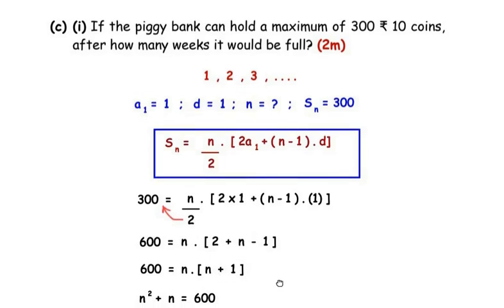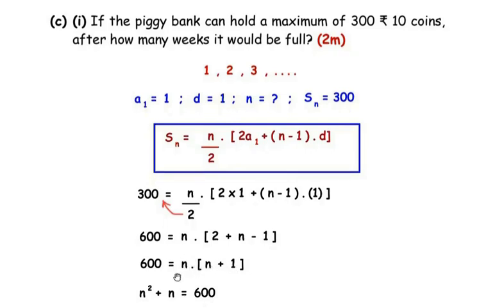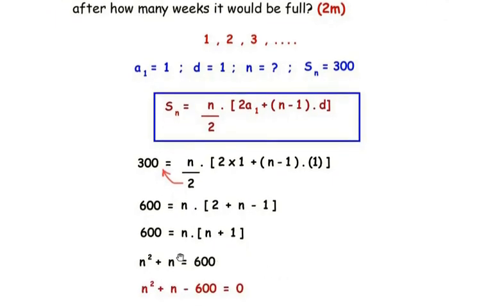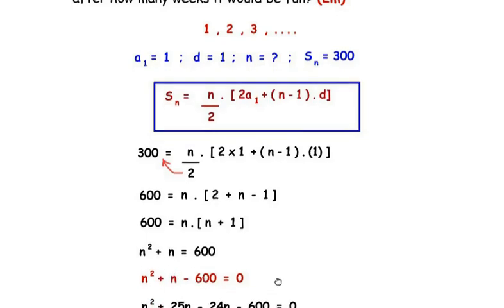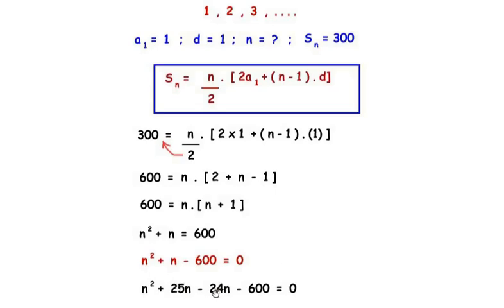Now in the next step, we have expanded the bracket, that is n times n gives us n square, and n times plus 1 gives us plus n, is equal to 600. Now in the next step, we have taken 600 to the left hand side. So the equation now becomes n square plus n minus 600 equal to 0. Now we have to factorize this equation and find two factors of negative 600 in such a way that when you multiply those two factors, you get negative 600, and when you add or subtract them, it should give you positive 1n. So the factors here we have used are positive 25 and negative 24, because when you multiply these two numbers, it gives you negative 600, and when you subtract them, you get positive 1.